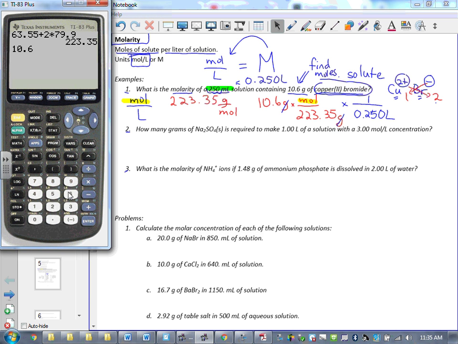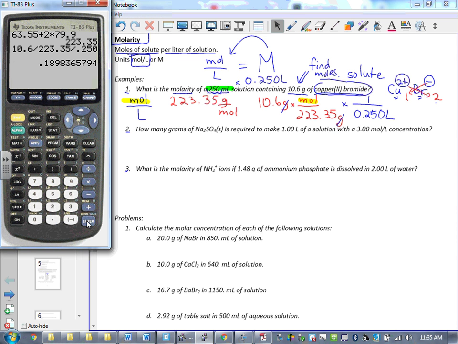Okay, so at any rate, we're in chemistry. So we're taking our 10.6 grams. We are dividing it by 223.35, and then we're dividing it by 0.250. And if you need to do this in baby steps, you can find the moles, equal that out in your calculator, and then divide by volume. So it's totally up to you.